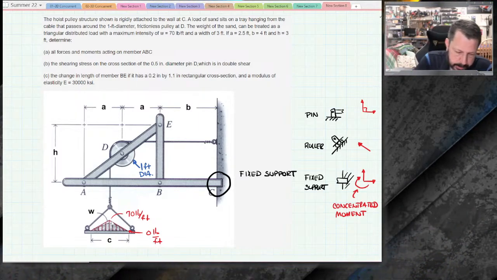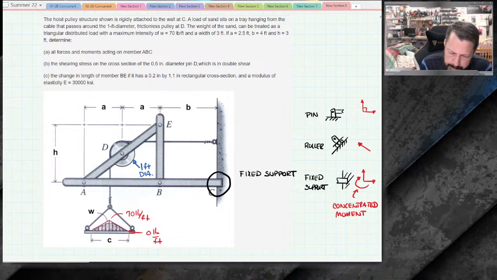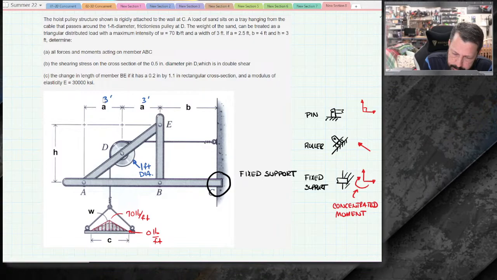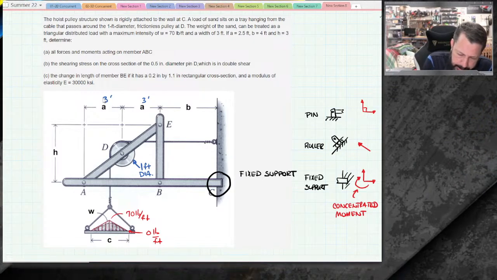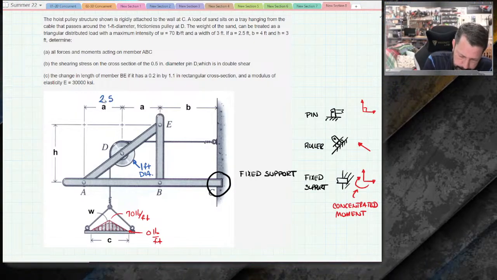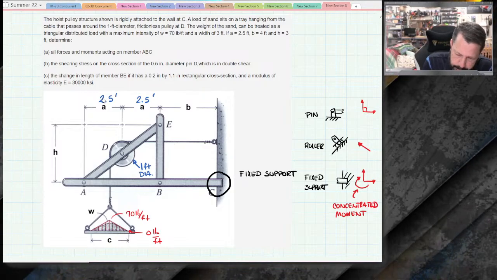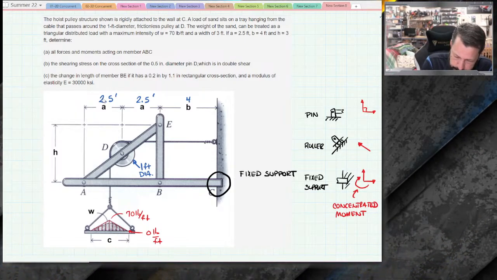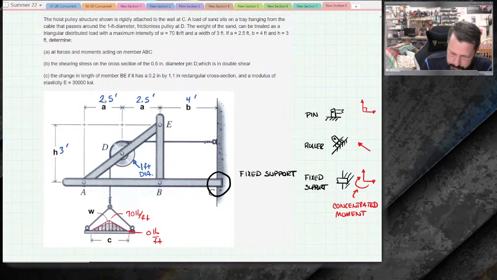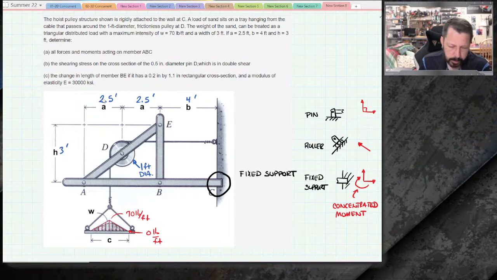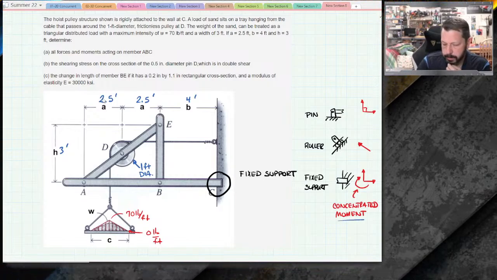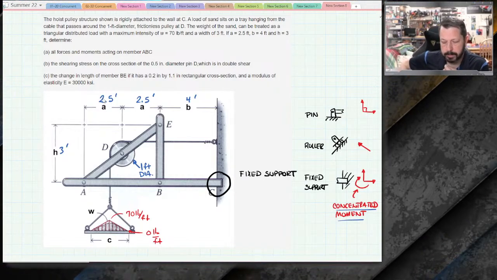We've got all our other dimensions. Let's write those in. So A is 3 feet. B is, oh, wait, no. A is 2.5 feet. B is 4 feet. H is 3 feet. I think that's all of them. Determine all forces and moments acting on member ABC. That moment they're talking about is this concentrated moment that we just described when we described the fixed support.